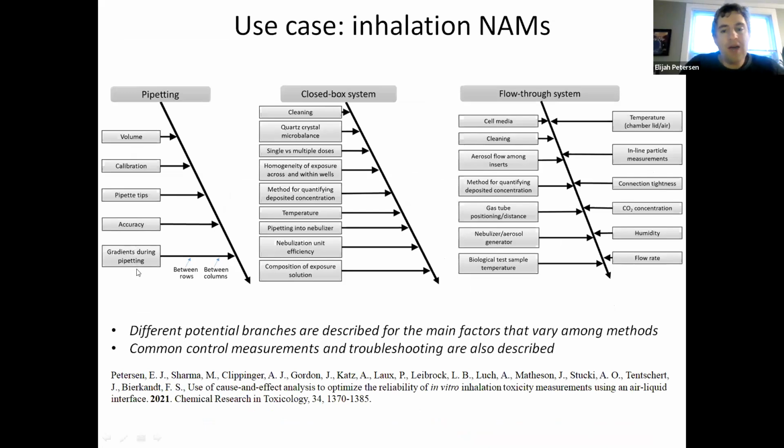And again, once you have the control measurements and robustness testing worked out for these, you can really go faster the next time that you're doing it. We also in this paper describe common control measurements and some troubleshooting that could be needed. And all this was designed to help support improving the technical quality and hopefully validation of some of these inhalation related NAMs.